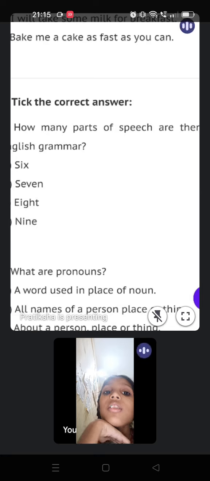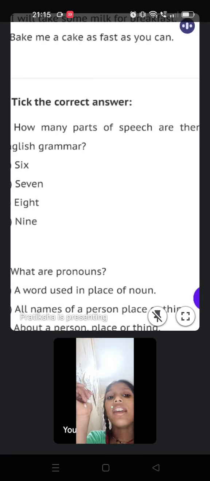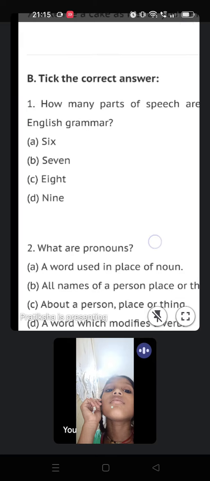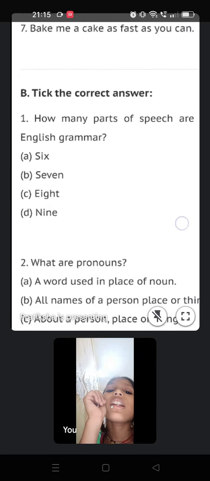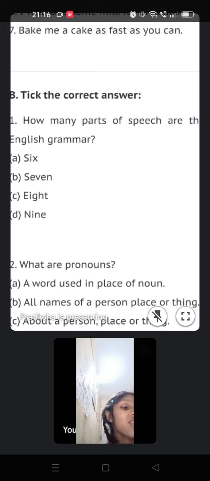Bake me a cake as fast as you can. Fast is also a pronoun? Fast kya hoga? Bake me a cake as fast as you can. Quality of what? Quality of a noun. What is the quality of a noun? Come on, I am repeating this third time, Ritika. Quality of a noun means what? Adjective, right? Quality of a noun means? Adjective. Adjective, loud and clearly.